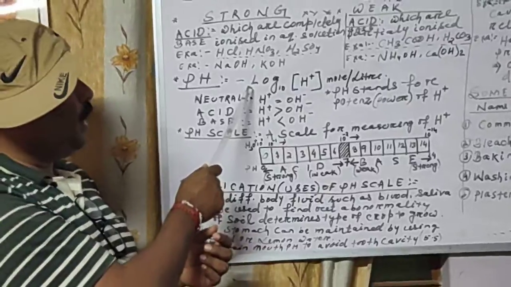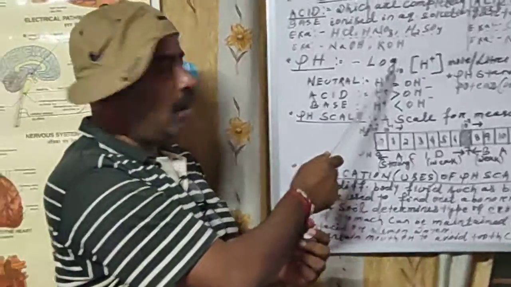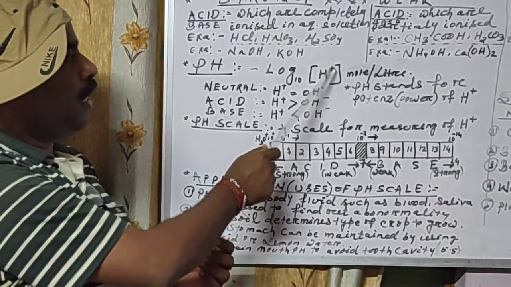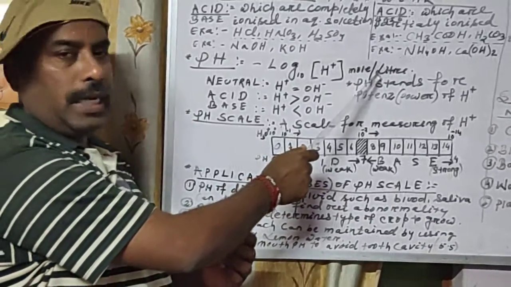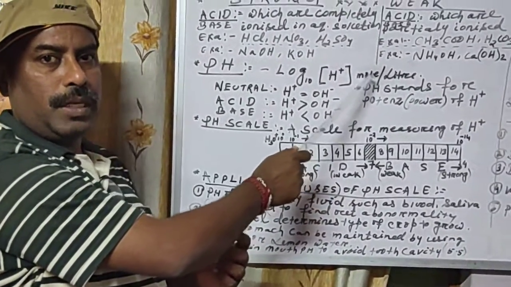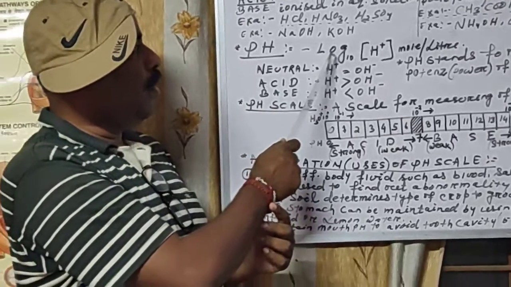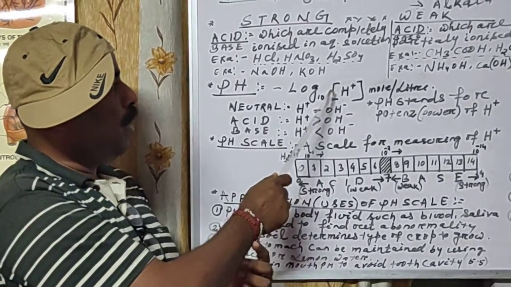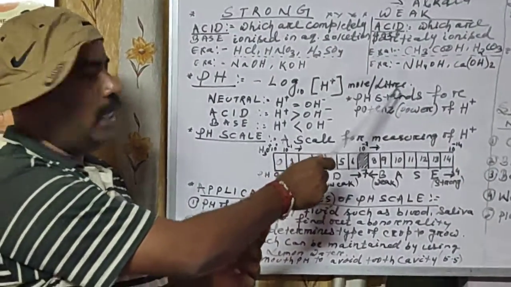It can be defined as the negative logarithm of base 10 of hydrogen ion concentration in mole per liter. Once again, I am giving the mathematical term of pH, that is negative log, or logarithm with base 10, of hydrogen ion concentration in mole per liter.